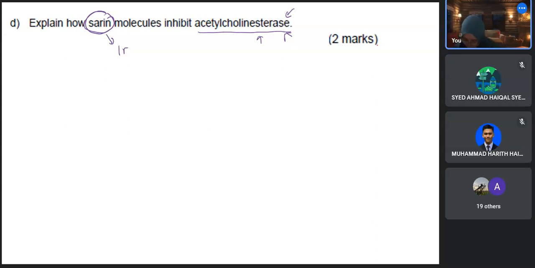Sekejap. 2 markah lah. Kan? So the first point, it acts as an irreversible competitive inhibitor that binds tightly and permanently to the active site of the enzyme through strong covalent bonds. Another point, 2 points dah boleh dapat kat situ. And what is the consequence? It prevents the substrate, which is acetylcholine, from binding to the active site of the enzyme. So this one you have to look back into your notes. It is an irreversible competitive inhibitor.